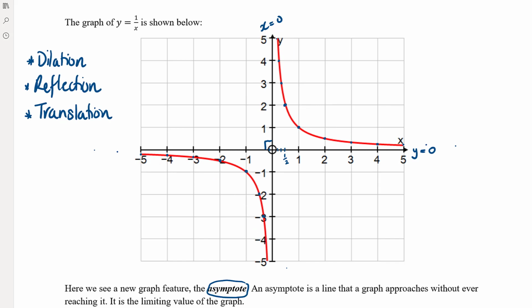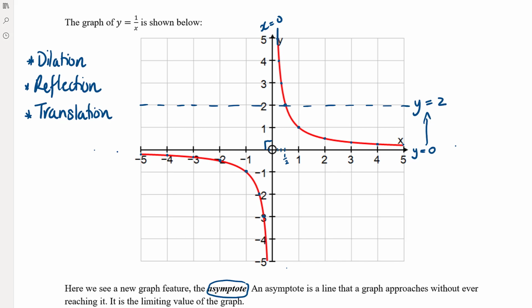Reflection, that's going to reflect in the x-axis. The graph will go down here and up here. It's still not going to change where the asymptote is. The things that are going to change are translations. If we were to take this graph and translate it up by 2, we also need to translate with it the asymptote. So translating it up by 2, the asymptote would go up here, not y equals 0 anymore, y equals 2. So we draw it as a straight dashed line labelled with its equation, y equals 2.